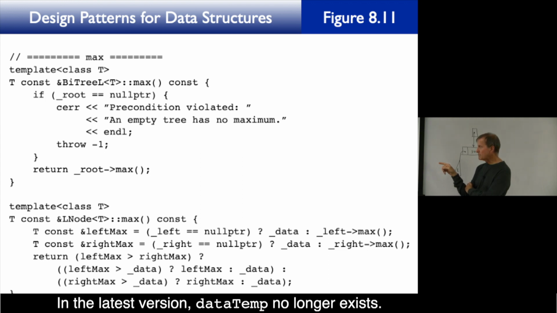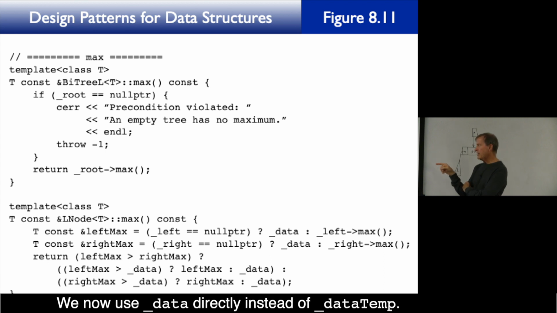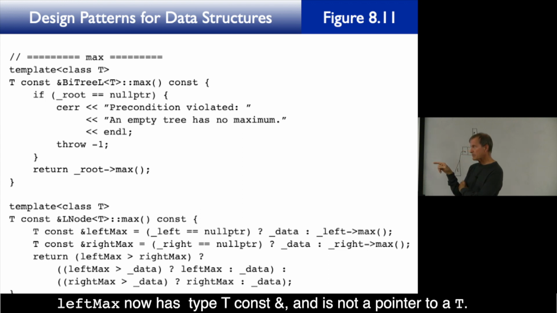And the reason for that is some obscure C++ thing. And now what we do is we use data temp instead of using underscore data. That's the reason we do this, so we can use data temp, because we can't use underscore data this way in the rest of this code. But what is data temp? It's a pointer to a T. So look what we do. We define, now what is left max? What is its type? It's also a pointer to a T.